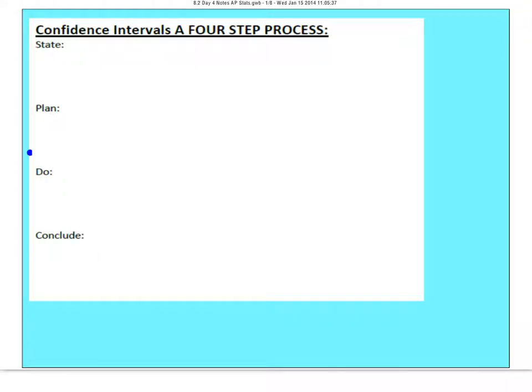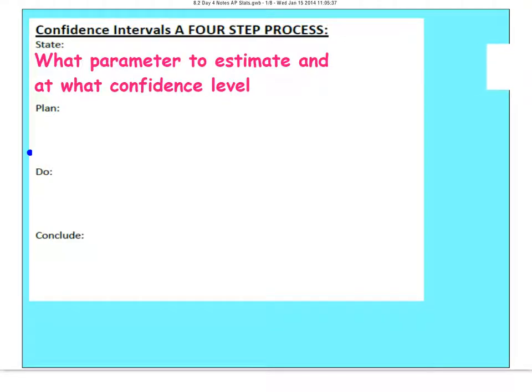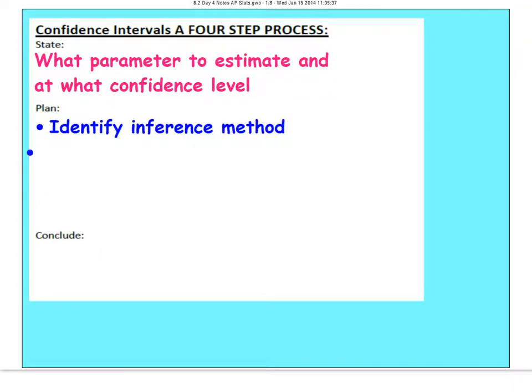So for the state part, when you're asked to construct a confidence interval, what you actually want to do is talk about what parameter to estimate and at what confidence level. So if the parameter is P at a 95% confidence level, we'll talk about that and define it. In the plan, we are going to identify the inference method that we used. So as of now, our inference method is a one sample Z interval for proportions. And then we'll check the conditions of random, independence, and normality.